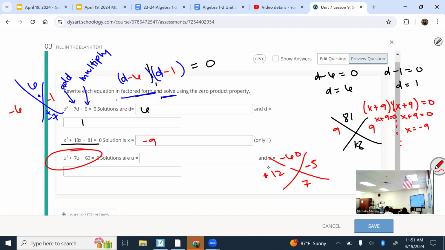Once you find the numbers that work for the entire diamond, you write your factor form based on that. I know they're using U values instead of X's.